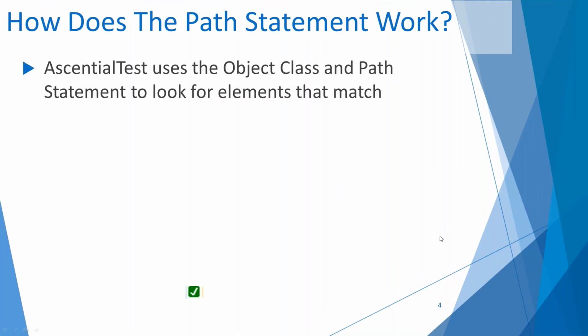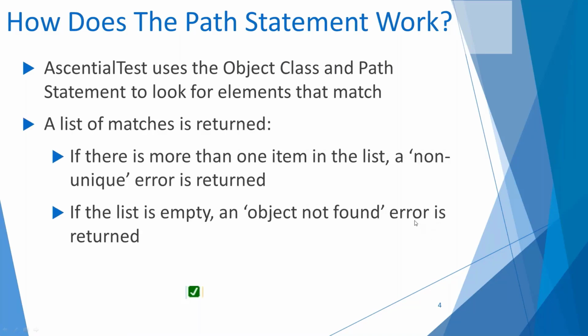Now, how does it work? Well, AscentialTest uses this object path and class statement to look for elements that match. And so when you take a snapshot, when you're defining your objects, we're using the snapshot that you took to look for matches of the object class and path. But many of you know that at runtime, we're also taking snapshots.